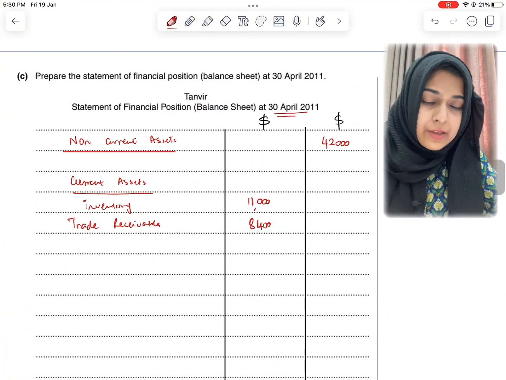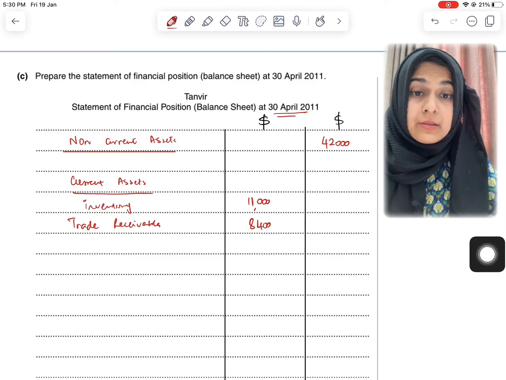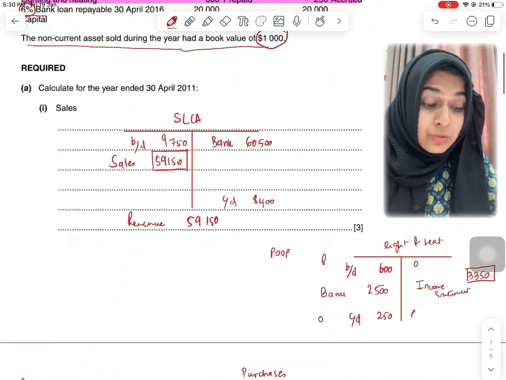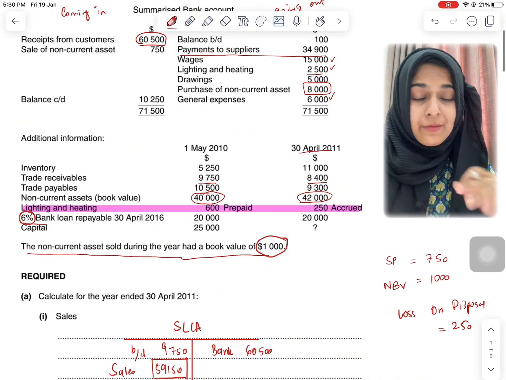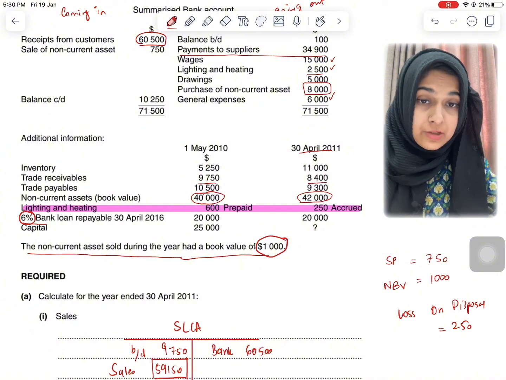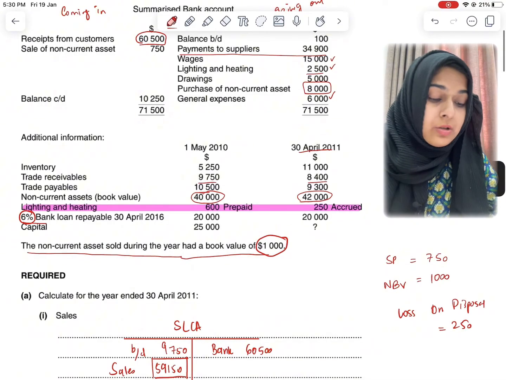And then we have other receivables normally in current assets, which are prepaid expenses and owing incomes, but we don't have prepaid expenses at the end of the year. We don't have owing incomes at the end of the year. We did have prepaid expense at the start of the year, but that's not important because we are making the statement of financial position on the last day of the year. So there is no prepaid expense, and there's no owing income.